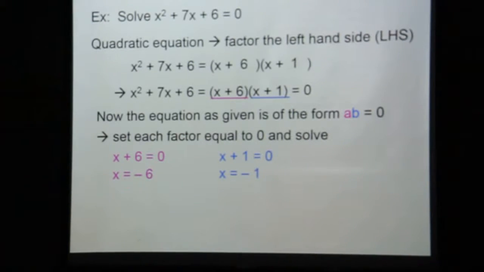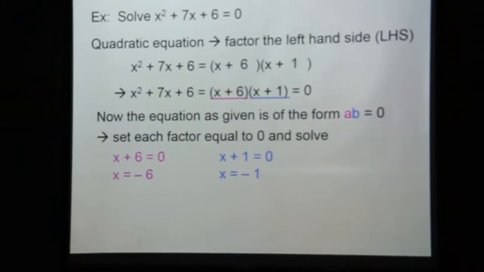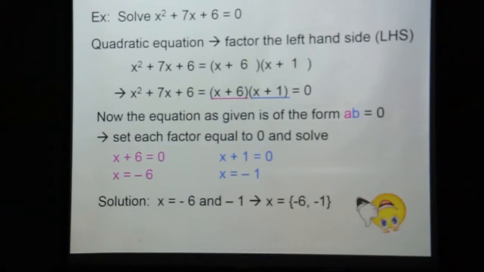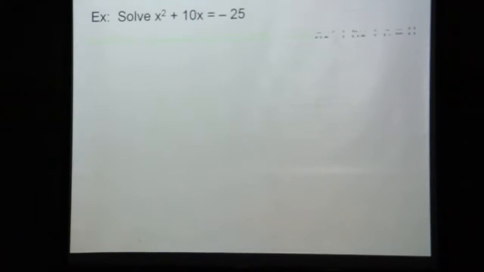Again, this is a lot faster than using the quadratic formula on the top one, where a is 1, b is 7, and c is 6. So our two answers are negative 6 and negative 1. Ready to move on to the next one?